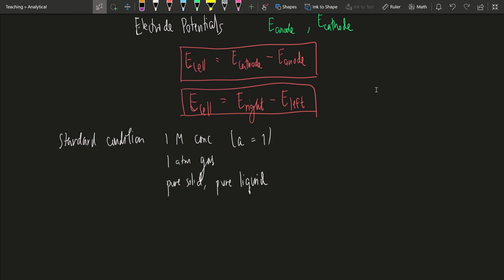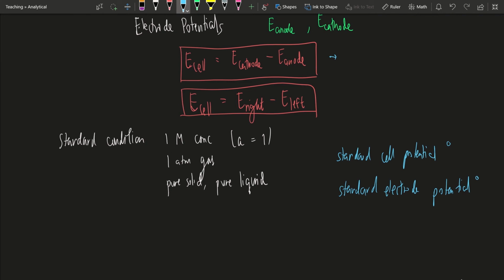And the potentials of the cell and electrode under these standard conditions are called standard cell potential and standard electrode potential. Let me write here. Standard cell potential and standard electrode potential. And you can put the naught symbol. So here it's gonna be E naught cell equal to E naught cathode minus E naught anode, something like this. So this is in the standard condition.